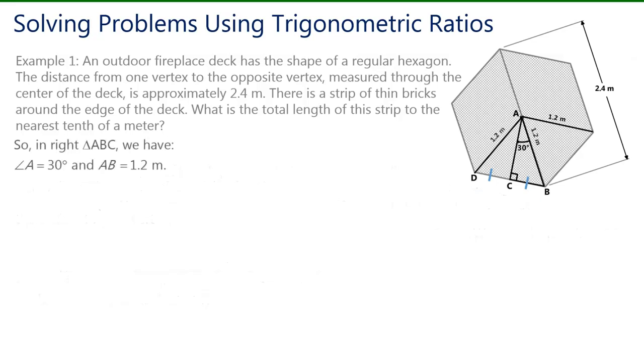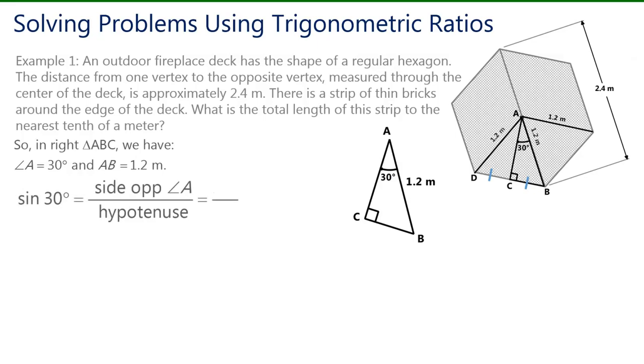So in right triangle ABC, we have angle A equals 30 degrees and AB equals 1.2 meters. Since we are looking for the opposite and we have the hypotenuse, we choose to use sine. Sine 30 degrees is the opposite, which is BC, divided by the hypotenuse, which is 1.2. Letting BC equal A, we now solve sine 30 degrees equals A over 1.2.